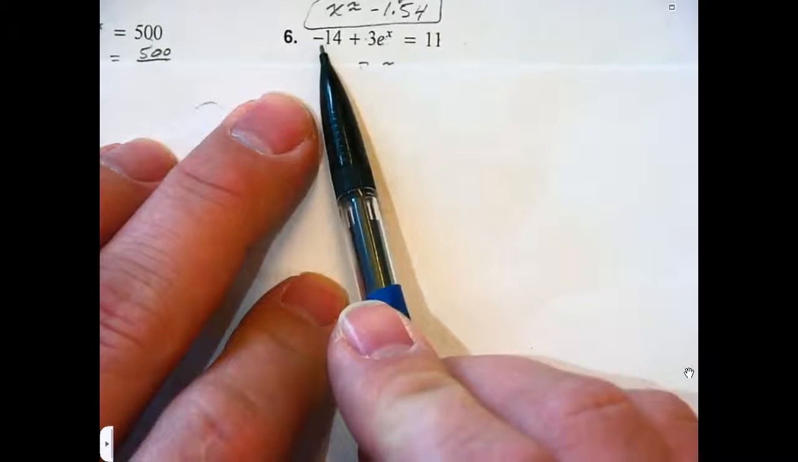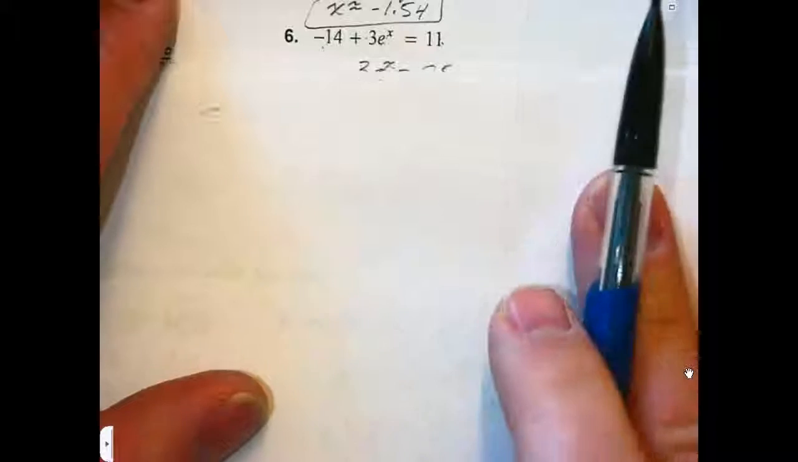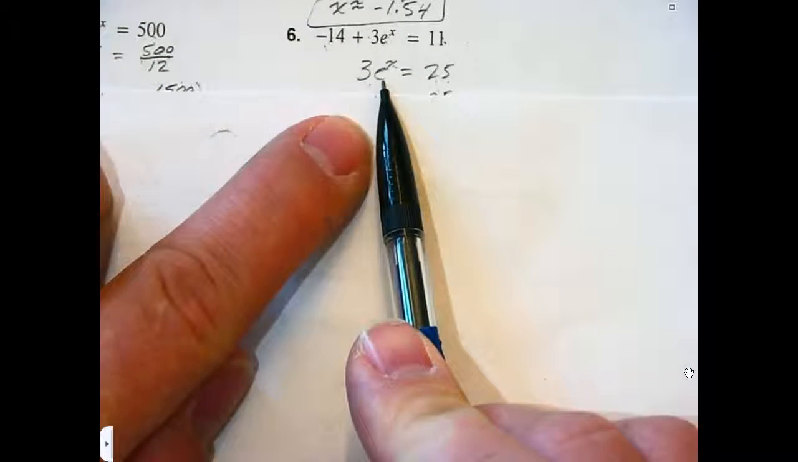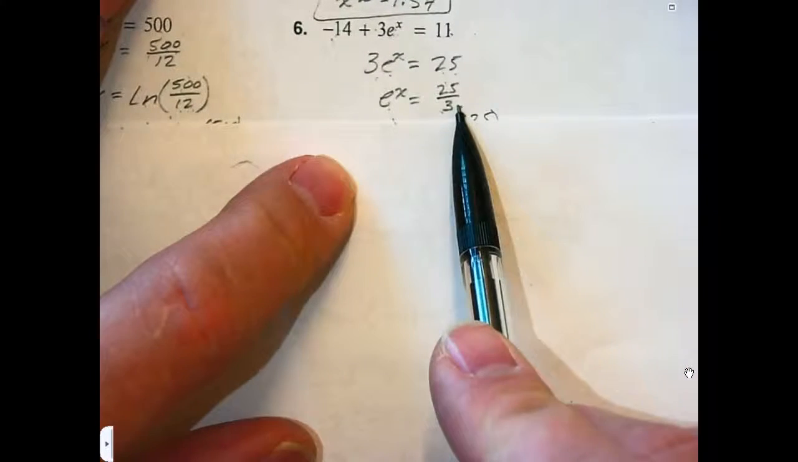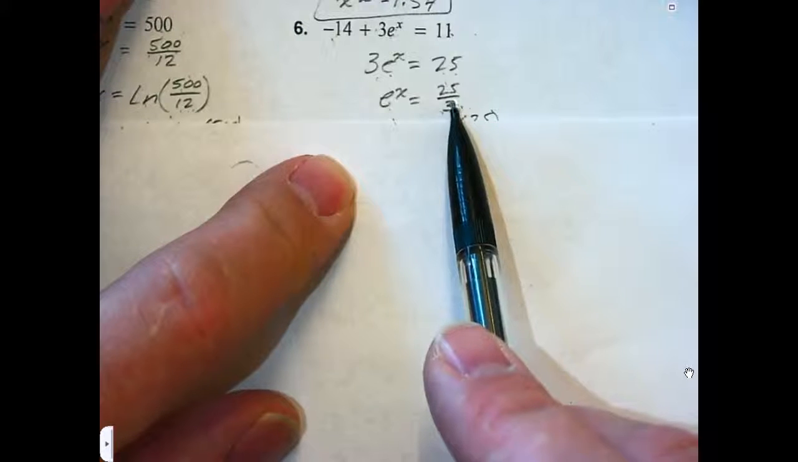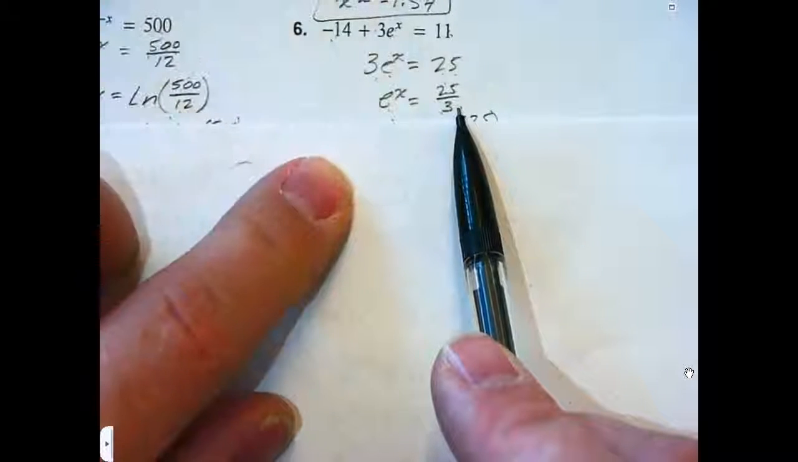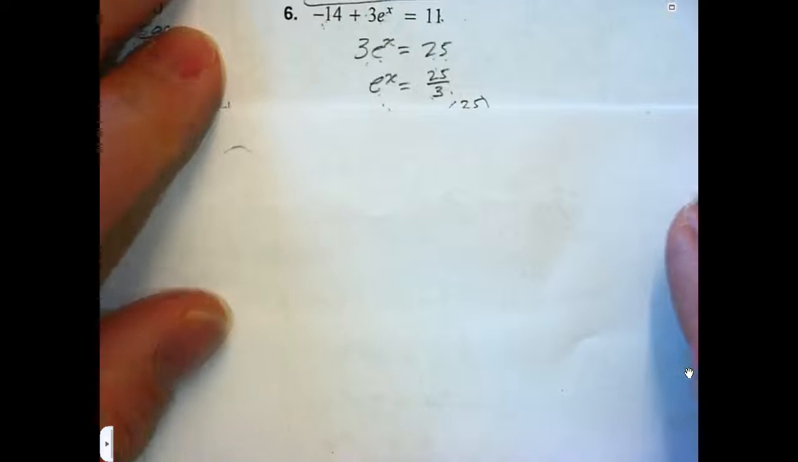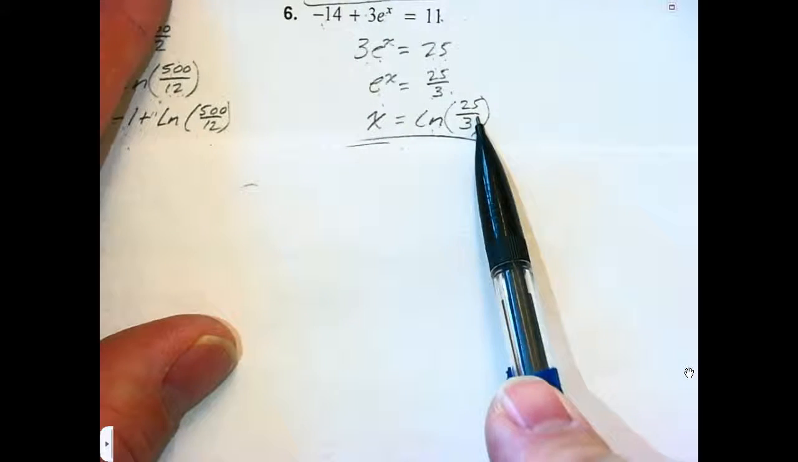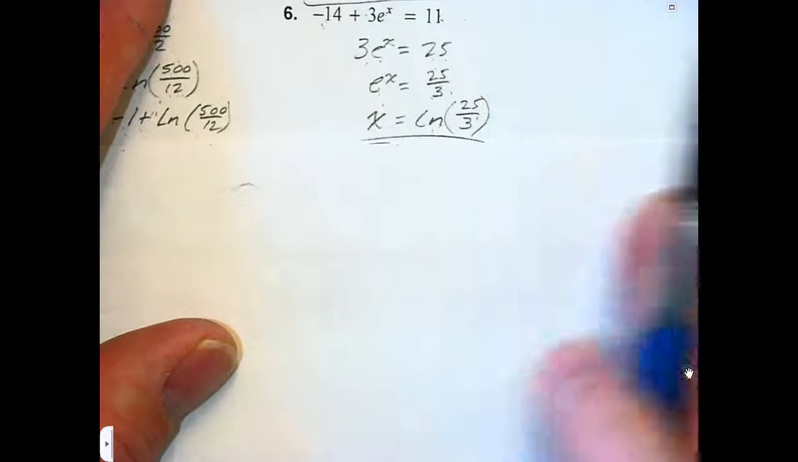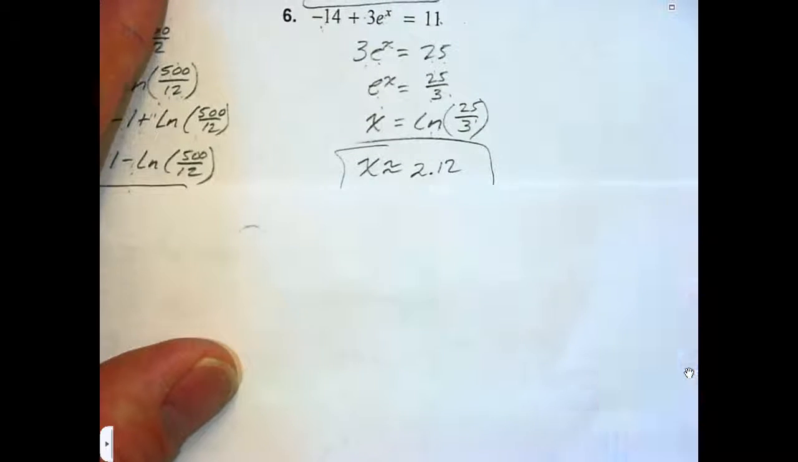Number 6, go into the same questions. Well, first, let's get the bases by themselves. So add 14. You now have two things. Base E. Well, actually, you should divide by 3 first. There we go. Base E and, well, that's not base E. Okay? So what am I going to do? Write it in log format, which is natural log. This one seems easy now after all those others. 2.12.